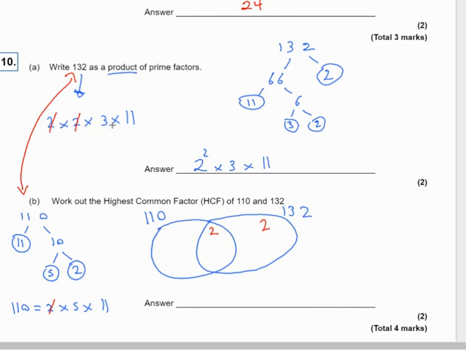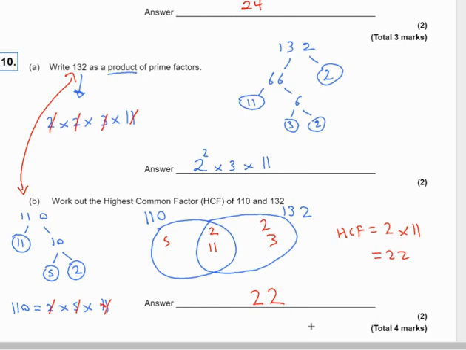And then I have this 3, which appears in 132, but not in 110. So that's going to go here. I have 11, which appears in 132 and in 110. So that's going to go over here. And then this 5 appears in 110, but not in 132. So the highest common factor now is going to be everything in the intersect of the Venn diagrams, this bit that overlaps, multiplied together. So that's going to give us 22, 2 little ducks.